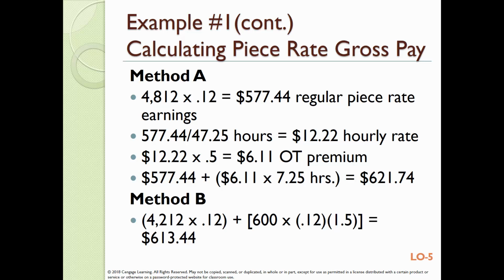So when I told you he made 4,812 units, 600 of those were over 40 hours a week, then you can back into the fact that the other 4,212 were made in the first 40 hours. Does that make sense?